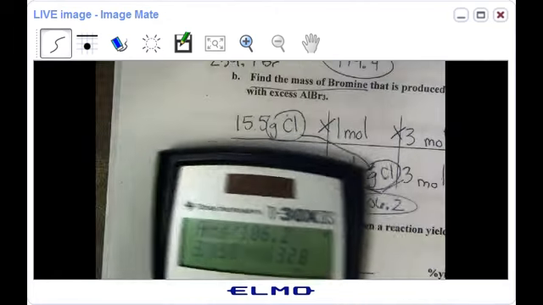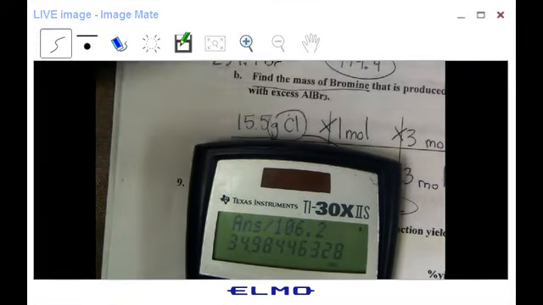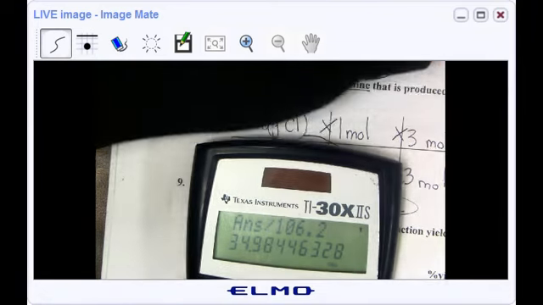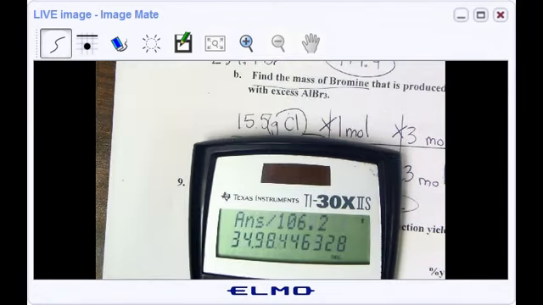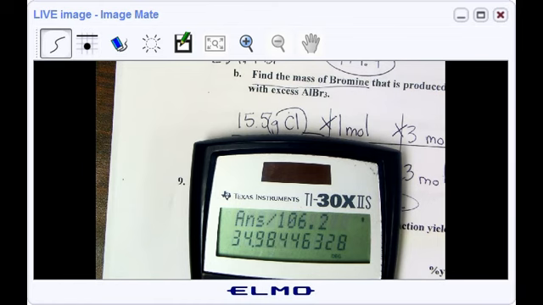Your final answer, 34.98. What was I looking for? The mass of bromine, so grams of bromine. If your answer looks like this, and you have this times 10 to the positive 1, go ahead and hit second, DRG, go back to flow, hit enter.